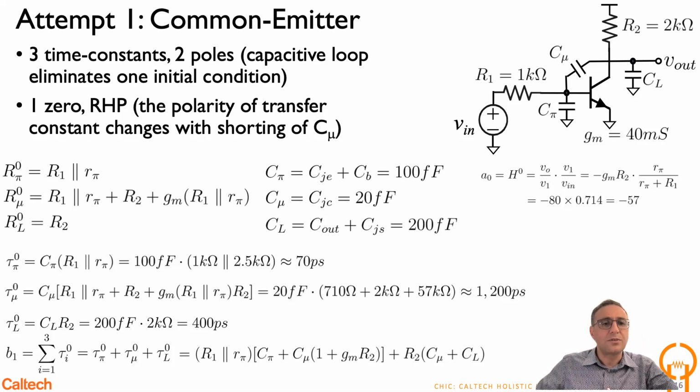So one of the things that you see here is that you can calculate the 3 resistances associated with it. The resistance seen by C pi when the other 2 capacitors are 0 valued, basically open circuited, is R1 to the left and R pi to the right. That's a parallel combination.